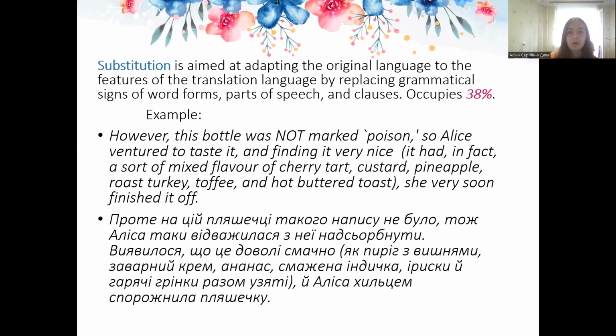"However, this bottle was not marked poison, so Alice ventured to taste it, and finding it very nice, it had in fact a sort of mixed flavor of cherry tart, custard, pineapple, roast turkey, toffee, and hot buttered toast, she very soon finished it off." Проте на цій пляшечці такого напису не було, тож Аліса таки відважилася з нею надсьорбнути. Виявилося, що це доволі смачно, як пиріг з вишнями, заварний крем, ананас, смажена індичка, іриски та гарячі грінки разом узяті. Аліса хильцем спорожнила пляшечку.